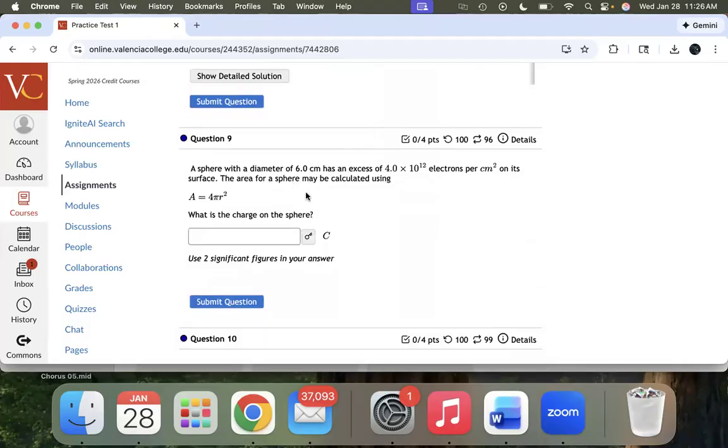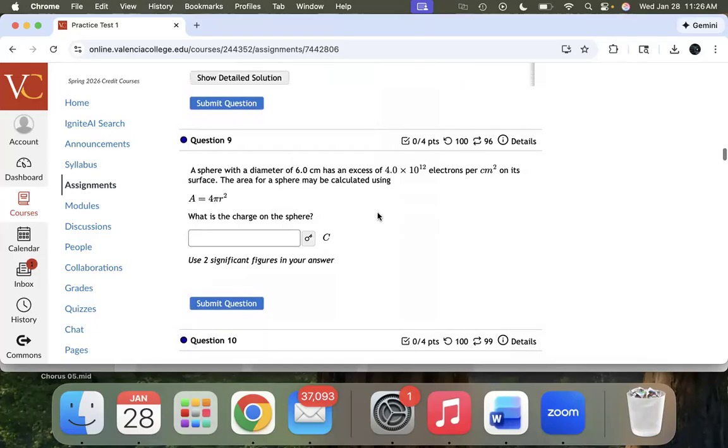This was a homework problem. Make sure you know how to do that. This one's actually, students make this a lot harder than it needs to be. So we want to find the total charge. Well, this is a weird question. We're told the charge per area. So if I were to multiply this by the total area, the units would cancel out and I would just get electrons.